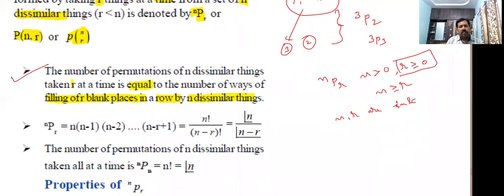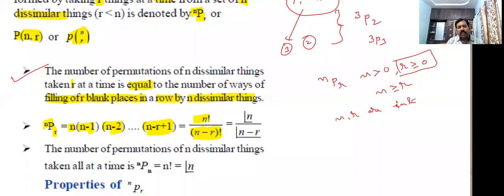So same, both are equal. So nPr means n we can write decreasing r times. That means n decreasing means subtract 1: n, n minus 1, n minus 2, and so on, n minus r plus 1. So here numerator and denominator multiply with n minus r factorial. Finally, you will get the formula nPr.